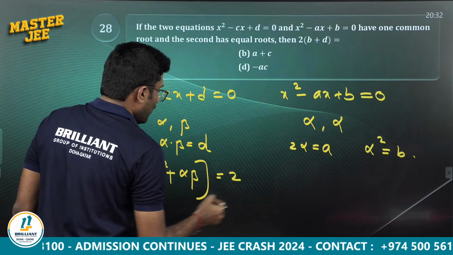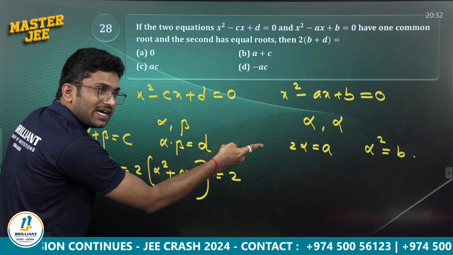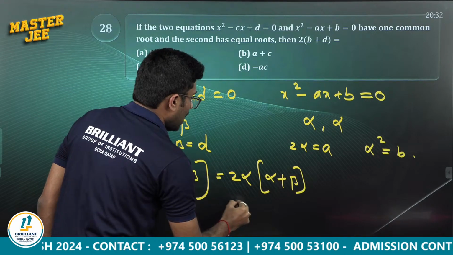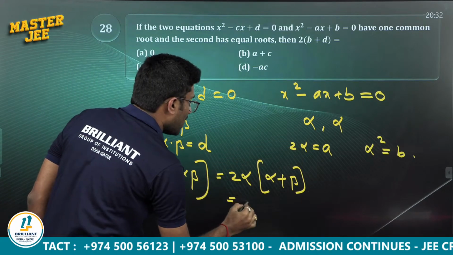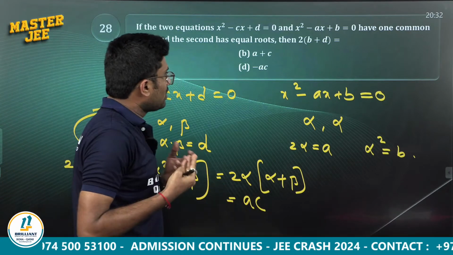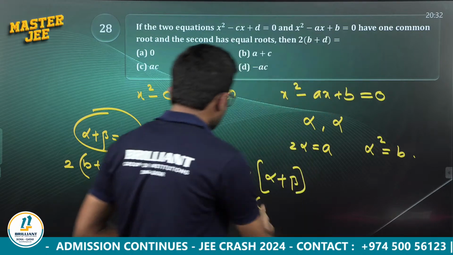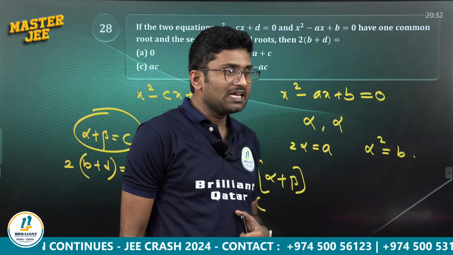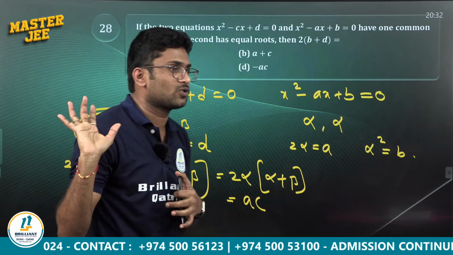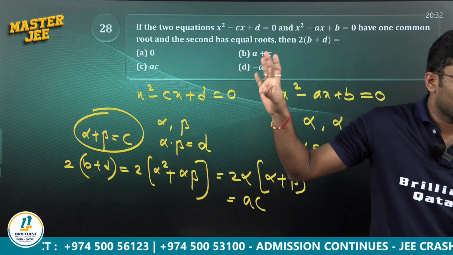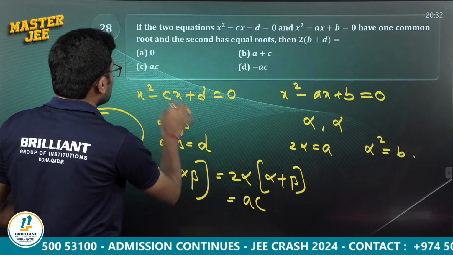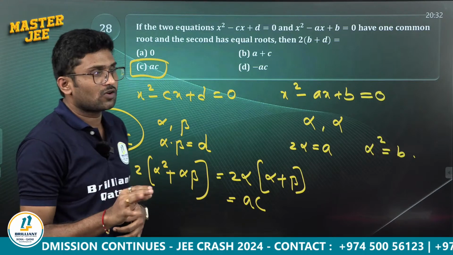2 of (alpha square plus alpha beta). Just take alpha out, friends. Alpha common: 2 alpha of (alpha plus beta). Already we know 2 alpha is a, and alpha plus beta is equal to c. So twice of (b plus d) will be equal to a into c. See guys, how we did it; it didn't even take more than 10 seconds to solve this. Yes, twice of (b plus d) is equal to ac. That's it.